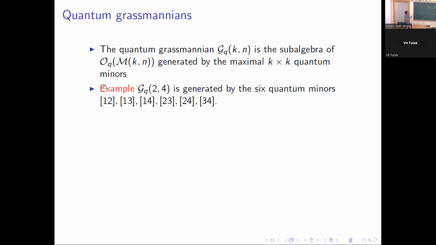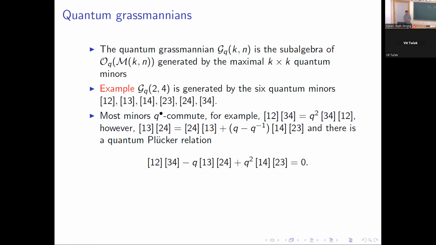If you look at the 2 by 4 quantum Grassmannian, then you will have 6 quantum minors that generate it, and they satisfy a number of relations. Most of the time they will q-commute in some way, like these two. You can recognize here something which looks like the relation of 2 by 2 quantum matrices. This is no surprise, and you have a q-version of the three-term Plücker relation here. Okay, so that's the classical one.